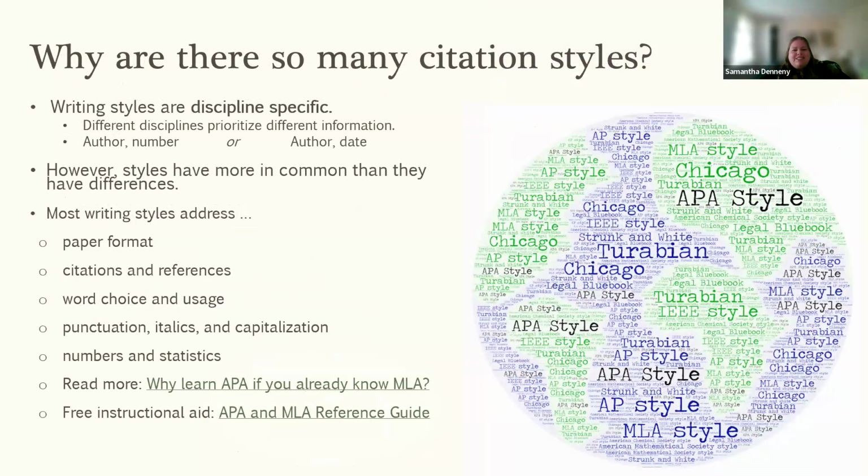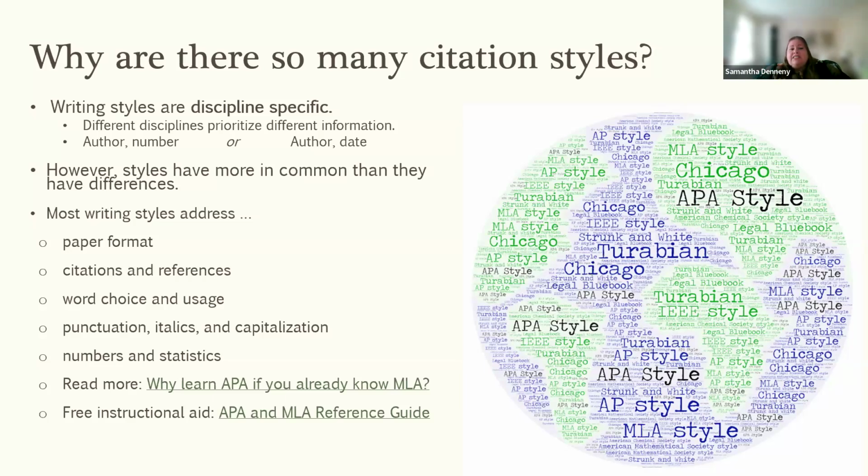But another thing that some students might say is, why are there so many different citation styles? My high school teacher was talking about MLA. Why are my college professors telling me about APA? A great answer for that is to talk about how writing styles are discipline specific. So different disciplines prioritize different information. My favorite really easy example of that is how in an MLA paper, an in-text citation would have the author and the page number, whereas in APA style, it would have the author and the date.